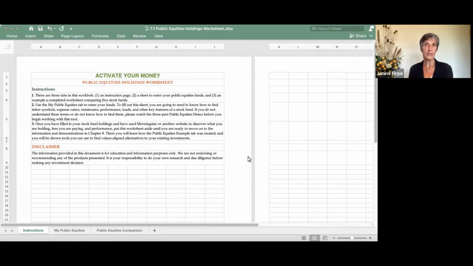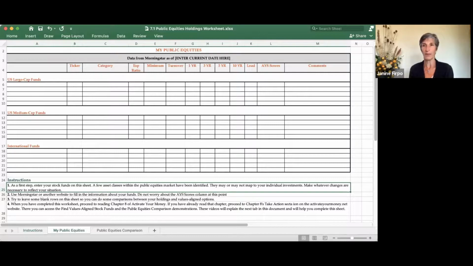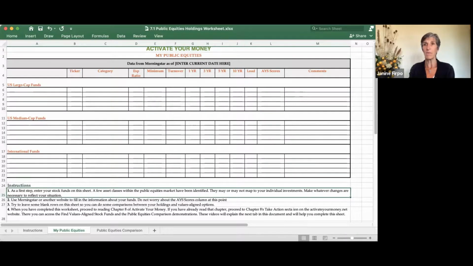This is the first tab of that particular worksheet or workbook, and it is the Instruction tab. So we're going to just pop over this and go to the second tab, which is My Public Equities. And this is where you would enter your own information. And I've given you videos previously that show you how to pull the kind of information that is identified here in the columns from the Morningstar website.